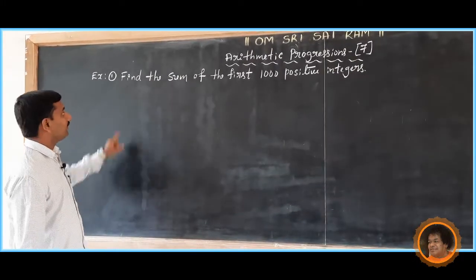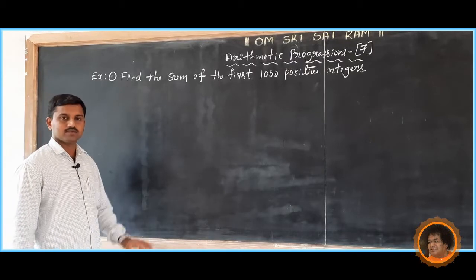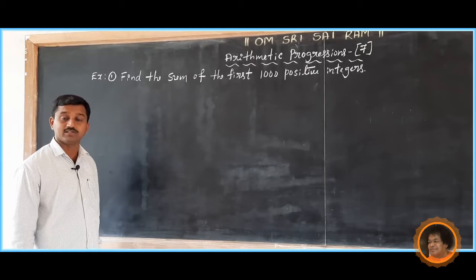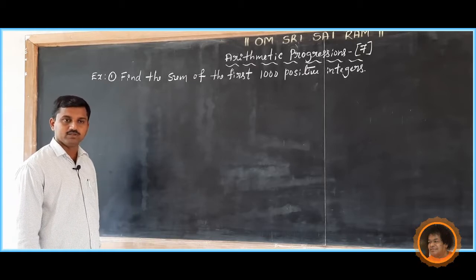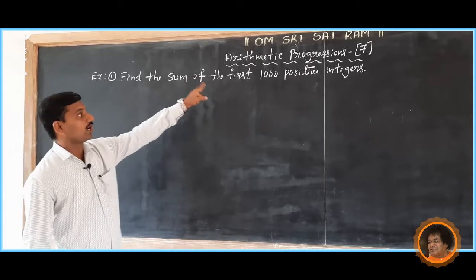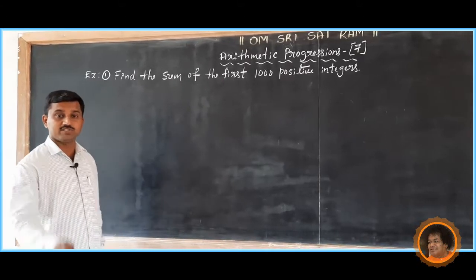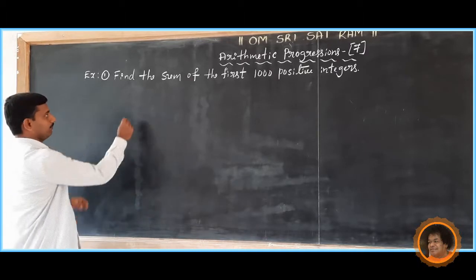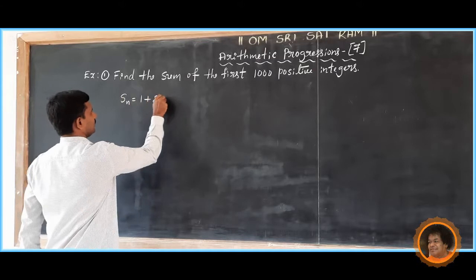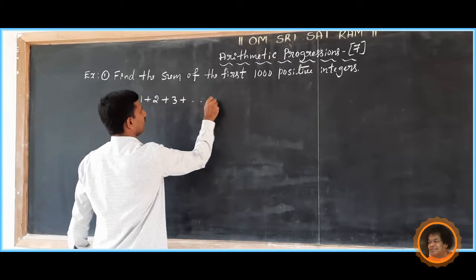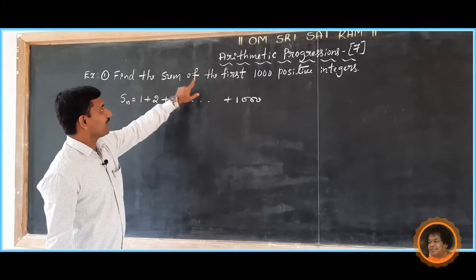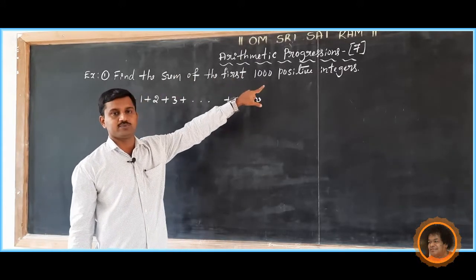So what is the question given? Find the sum of n terms of an arithmetic progression. What is the formula? Sn equal to n by 2 into 2a plus n minus 1 into d. So, first 1000 positive integers. First you have to write the list of numbers. So Sn equal to 1 plus 2 plus 3 plus so on up to 1000.